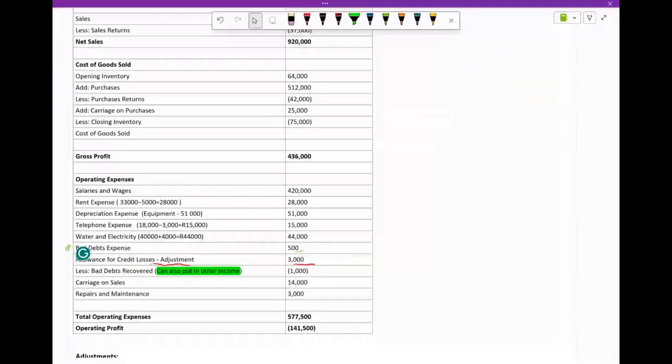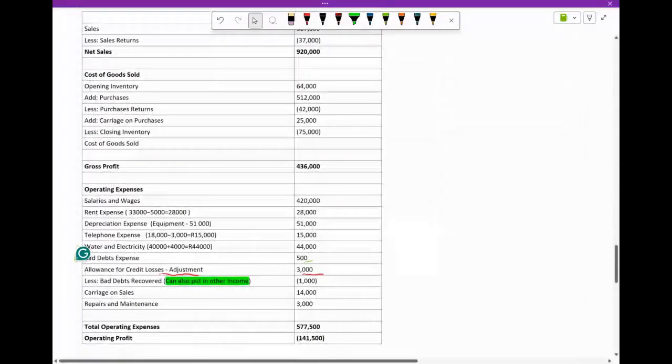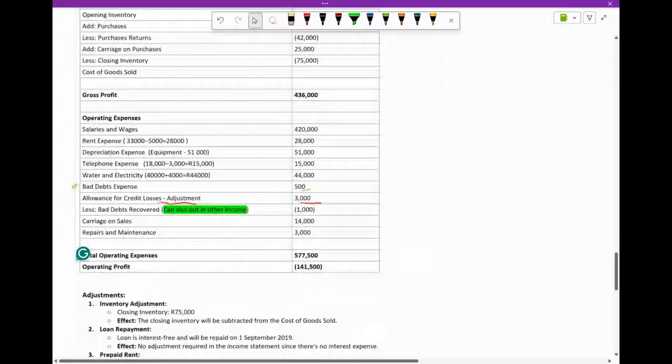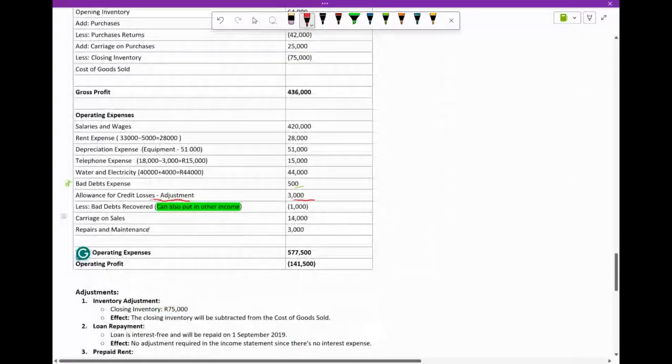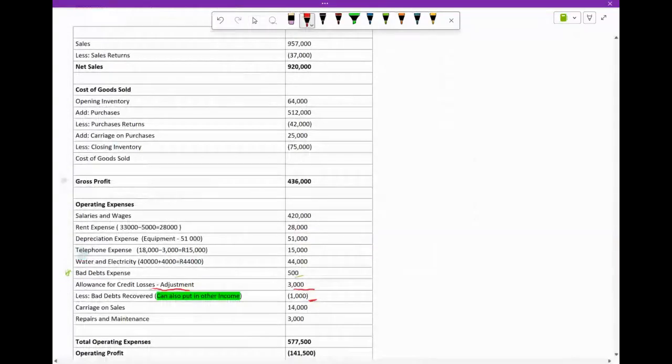Does that make sense? You could have had it under other income, but it's also fine the way they did it, where they just showed a negative and reduced their expenses. Reducing an expense is like also getting an income. Typically you would have it under other income and say bad debts recovered or credit losses recovered. And then you're fine. But it's fine if you do this as well.